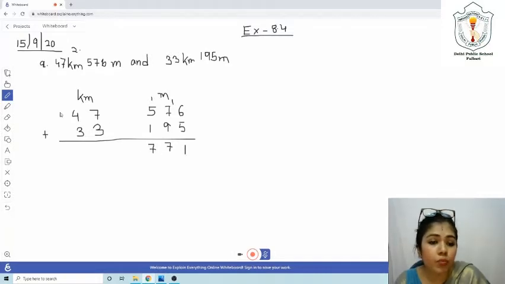And now let us move to the kilometers place, that is under the kilometer. What do we have? Next place value. Let us see what we have is 7 plus 3. So 7 plus 3 is actually equal to 10. So 1 carry over and 0 here. Now 4 plus 3 is how much? 7. 7 plus 1 is 8. So we have 80 kilometer and 771 meter.